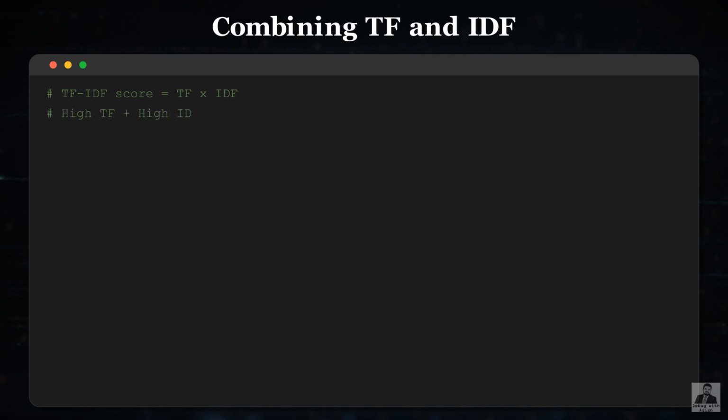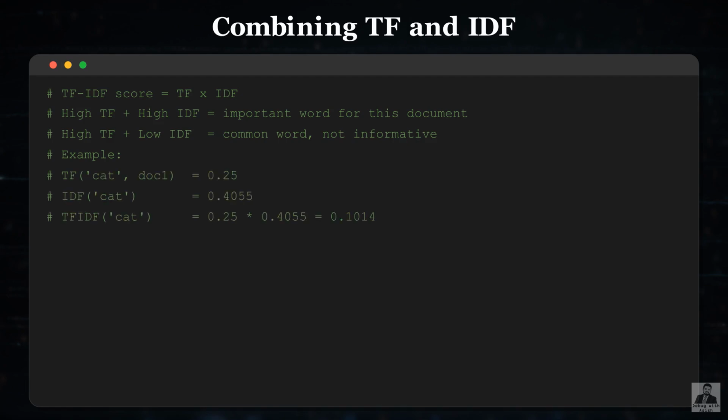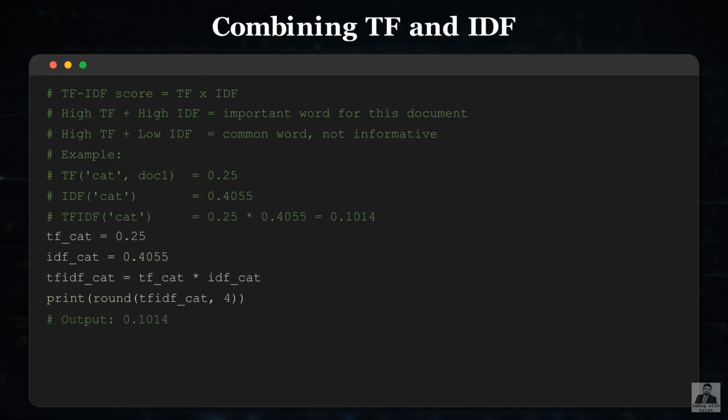The final TF-IDF score is simply TF multiplied by IDF. A word with high term frequency and high inverse document frequency scores high, meaning it is both common in this document and rare across the dataset, making it a strong signal for this document's topic. A word with high term frequency but low inverse document frequency scores near 0. The word "the" has an IDF of 0, so its TF-IDF score is 0 regardless of how many times it appears. TF-IDF automatically suppresses common words without any manual stop word list.